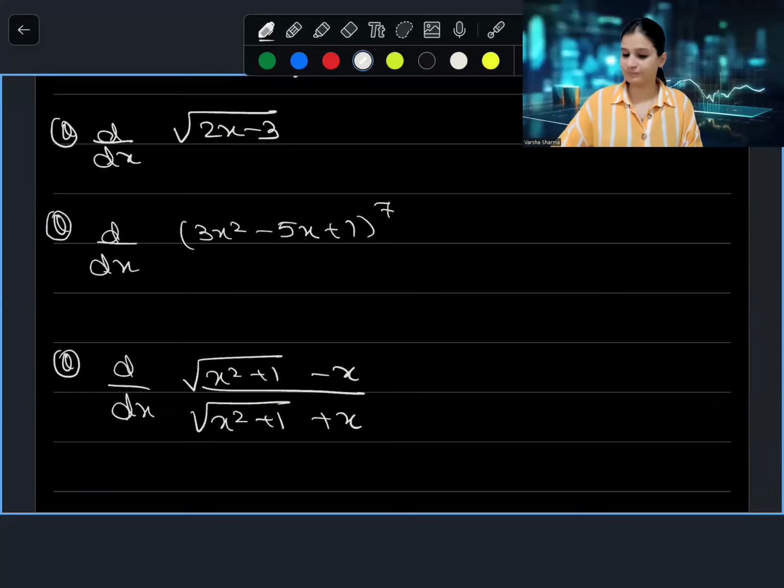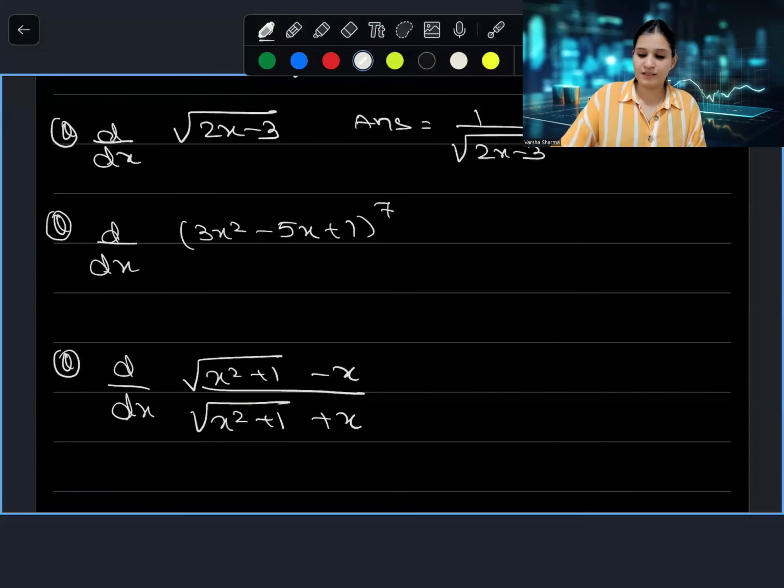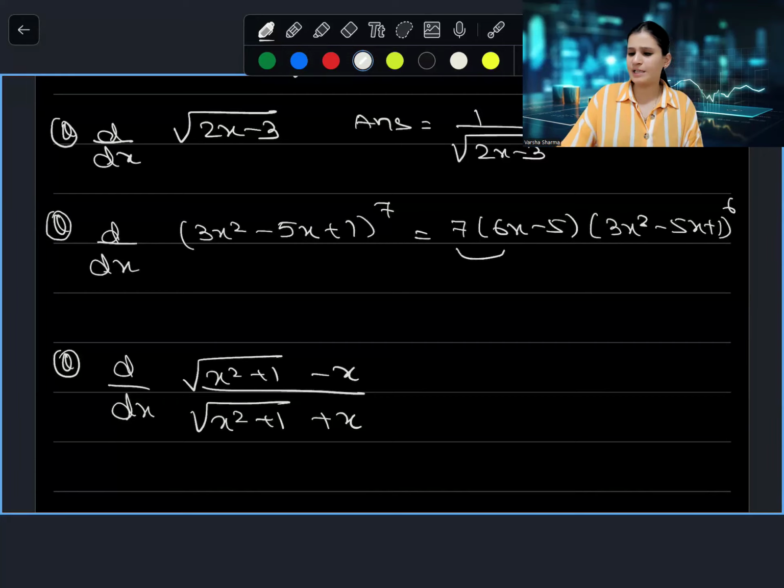Done. Answer the first one. 1 by root 2x minus 3. Next. 7 into 6x minus 5 into 3x squared minus 5x plus 1 to the power 6. You can multiply these two also.